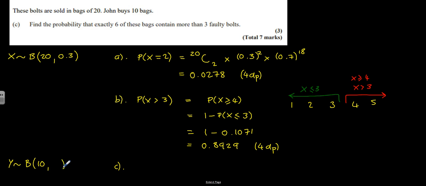Now we need to work out this probability. So we're finding the probability that exactly 6 bags contain more than 3 faulty bolts. So remember, this probability is the probability of success. What constitutes a success in this question? It's the bags containing more than 3 faulty bolts. So we look to our earlier question and we say, what is the probability of a bag containing more than 3 faulty bolts? It's 0.8929.